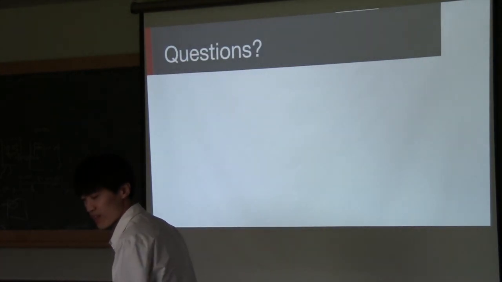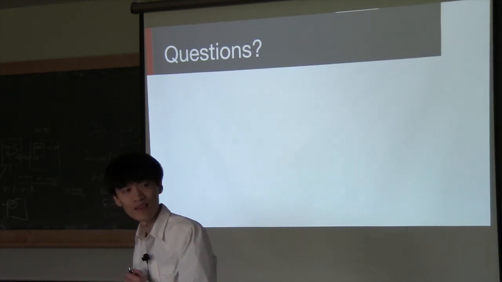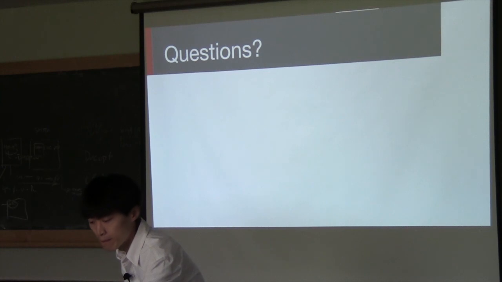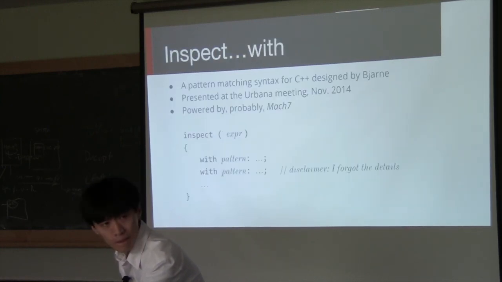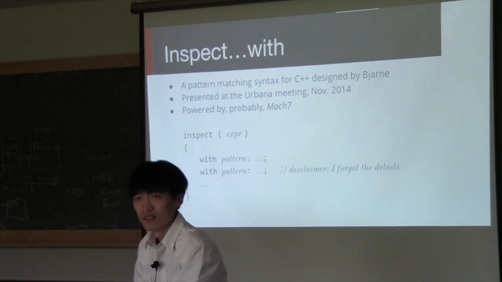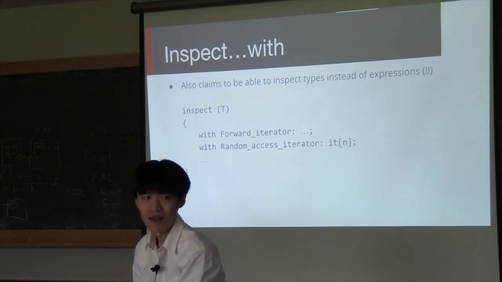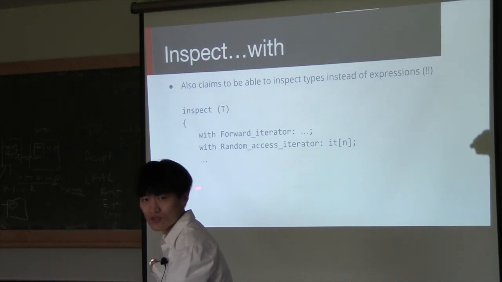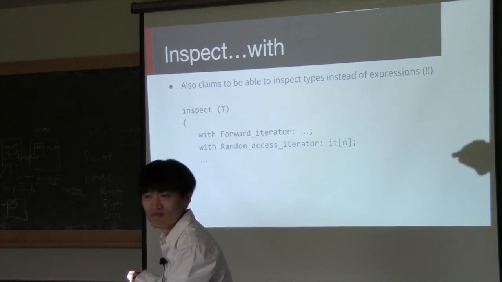So that's my talk. Questions? Just now, the inspect at the end from Bjarne is kind of like a more generalized version of the C11 generic. So C11 generic is a subset of inspect. Maybe, maybe not. I'm not very sure. Bjarne did not show us an example of filtering on types. He only showed us filtering on concepts. Concepts are type predicates. Right.